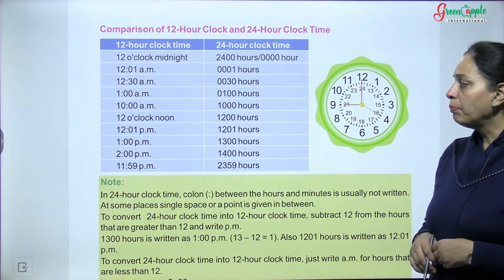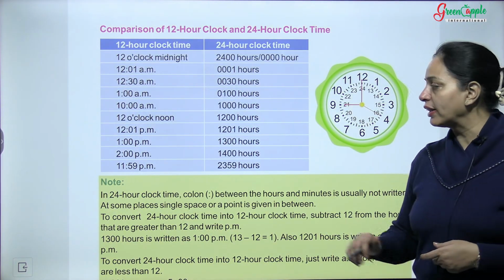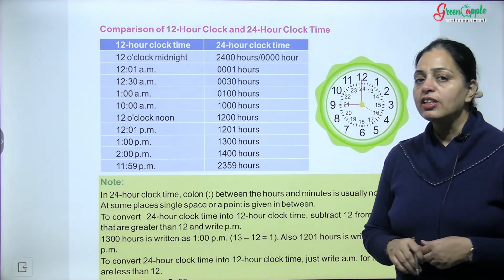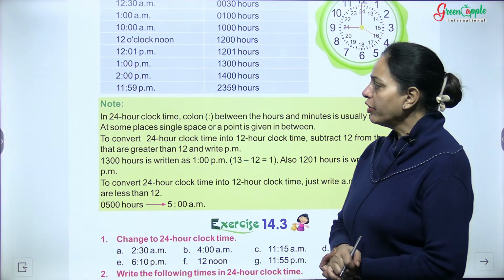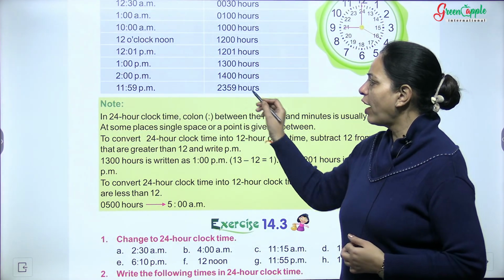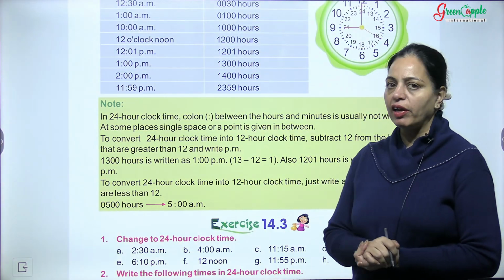Now 1 p.m., so 12 plus 1 is 13:00 hours. 2 p.m. is 14:00 hours. So 11:59 p.m. means 2359 hours, we add 12.